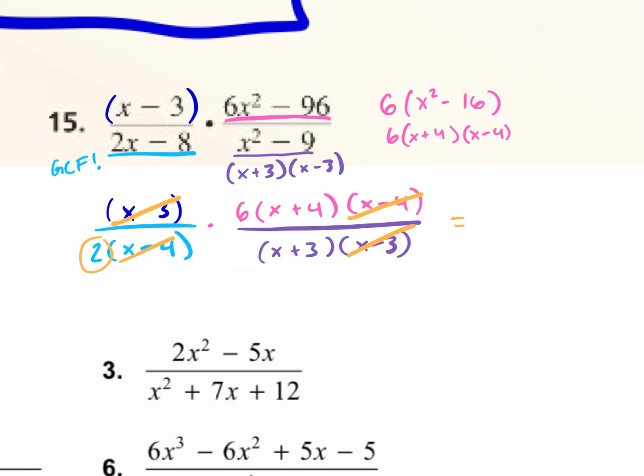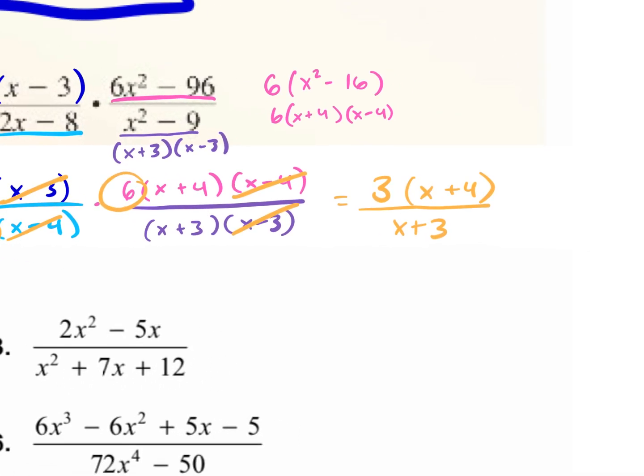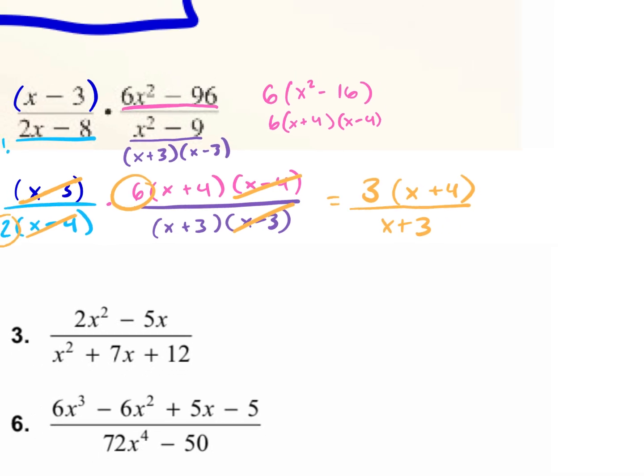I can simplify that 6 and 2. What's 6 divided by 2? 3. Where would the 3 go? On top. Or you can put it out. Either way. So the 3 goes on top. We're left with 3 times x plus 4 on top. And what on the bottom? x plus 3. You could distribute the 3 if you want to, but you don't have to. You can just leave it all as factors separated.